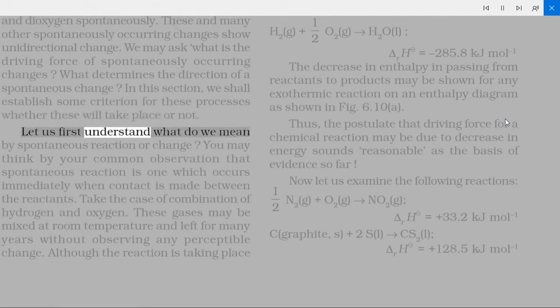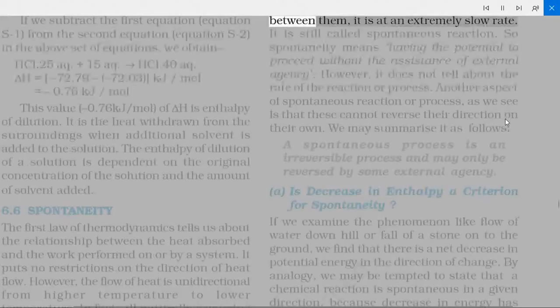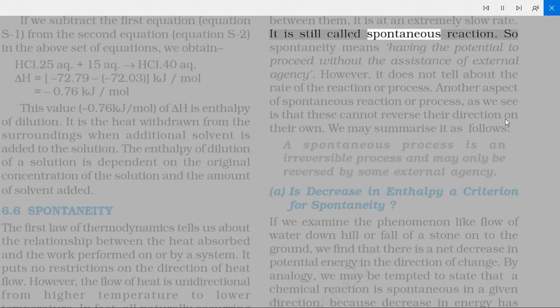Let us first understand what we mean by spontaneous reaction or change. You may think by your common observation that spontaneous reaction is one which occurs immediately when contact is made between the reactants. Take the case of combination of hydrogen and oxygen. These gases may be mixed at room temperature and left for many years without observing any perceptible change. Although the reaction is taking place between them, it is at an extremely slow rate. It is still called spontaneous reaction.